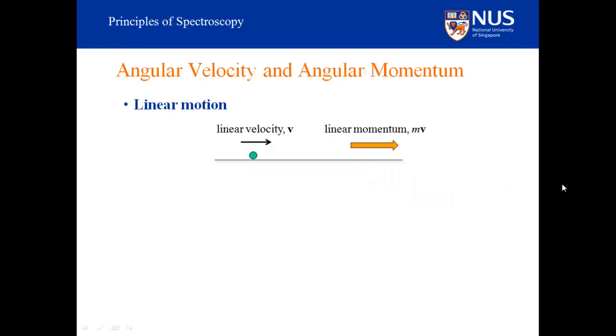Let's compare rotational motion to linear motion. Here we have linear motion. We are going to consider two concepts in linear motion. The first is linear velocity, which tells us the speed and direction this ball is rolling across the surface. The second concept that you are familiar with is mass. This ball has a mass m, which means its linear momentum will be mass times the velocity v.